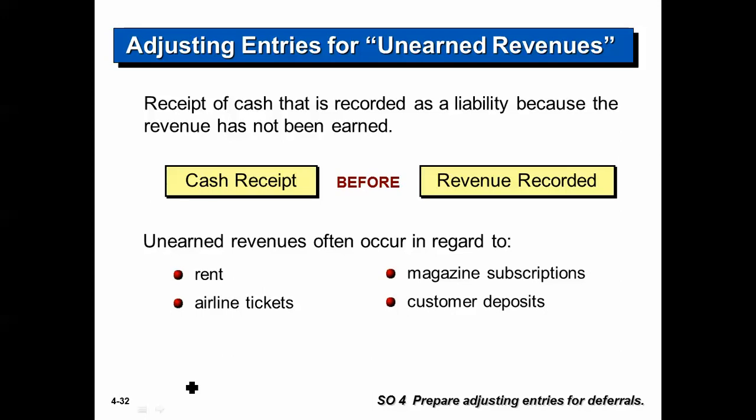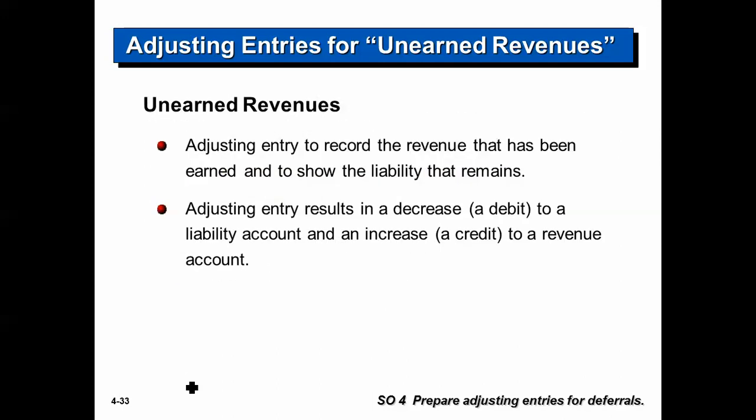So there's unearned rent, unearned revenue because of airline tickets or rents or what have you. That is, the cash was received before revenue was recorded. So the way we handled that is we recorded debit cash, credit unearned revenues. And therefore, when we earn the revenue, we decrease the liability account, which is the unearned revenue, and increase the revenue account.